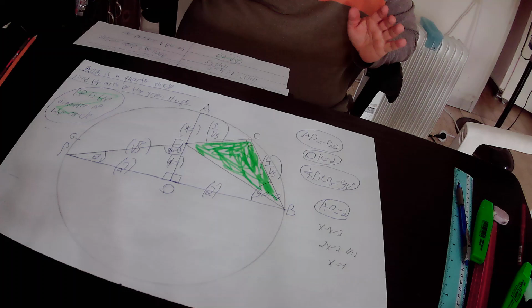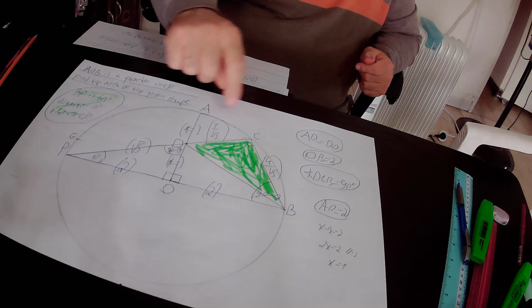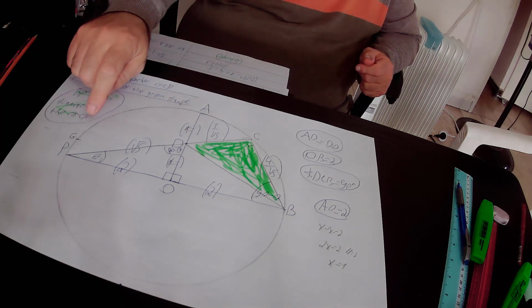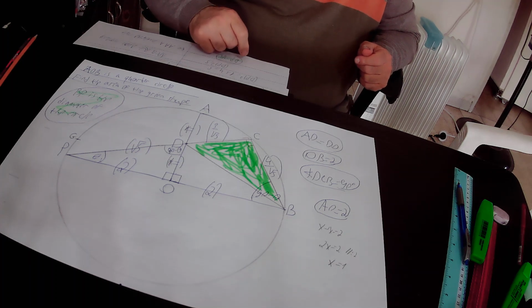I repeat again that in order to avoid contradiction to rule 5, we must conclude that the extended side CD will touch the circle at point P and not at any other point.